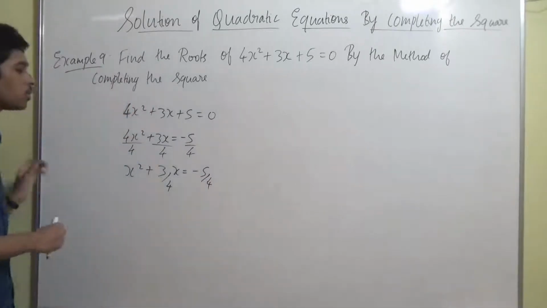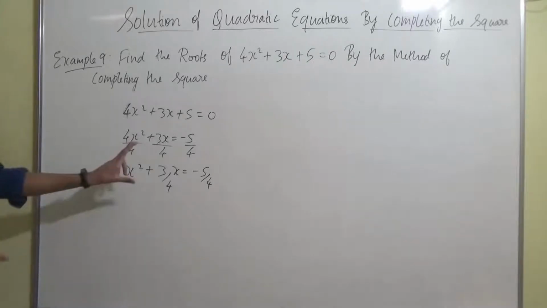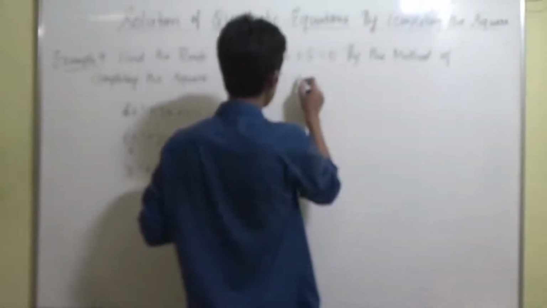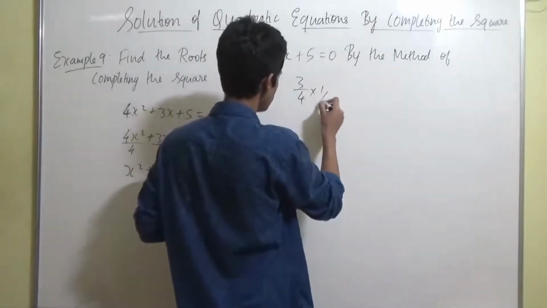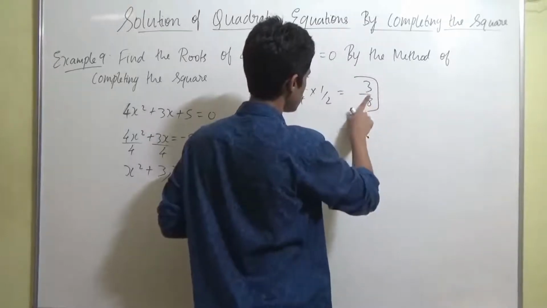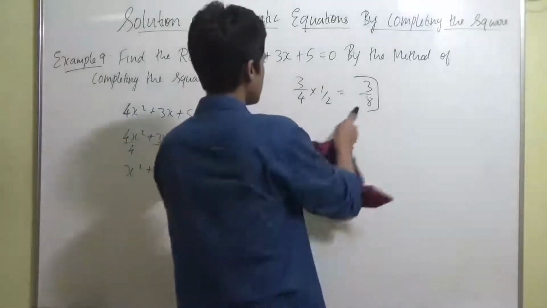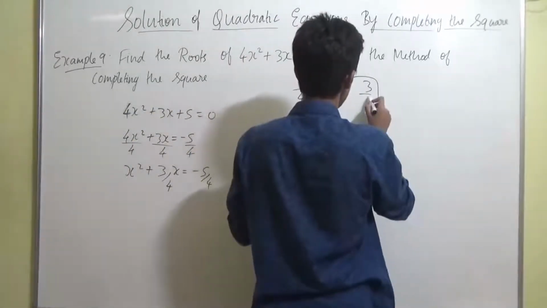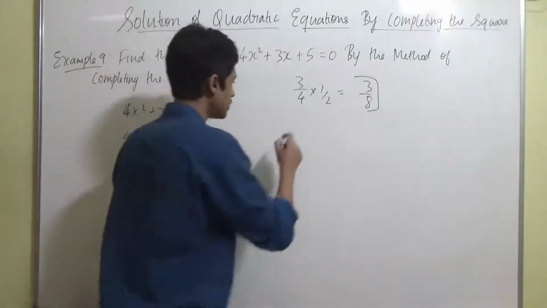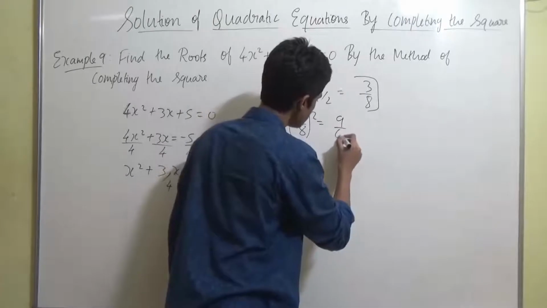Right. Now what we'll do, guys? Now we have to take the half of this. That's what we had been doing, right? 3 by 4's half will become 3 by 8. Now after taking half, we have to square it. That is, we have to do 3 by 8 the whole square. It will become 9 by 64.